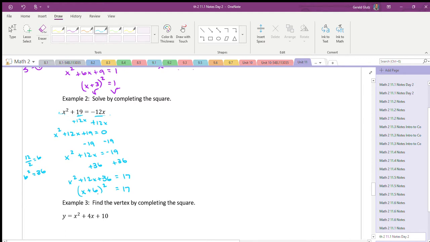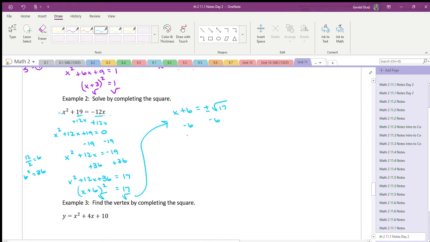So to get rid of the squared and solve for x, I've got to take the square root of both sides. Oops. So x plus 6 will equal the square root of 17, but notice I forgot to do something. Got to do plus or minus whenever you take the square root.